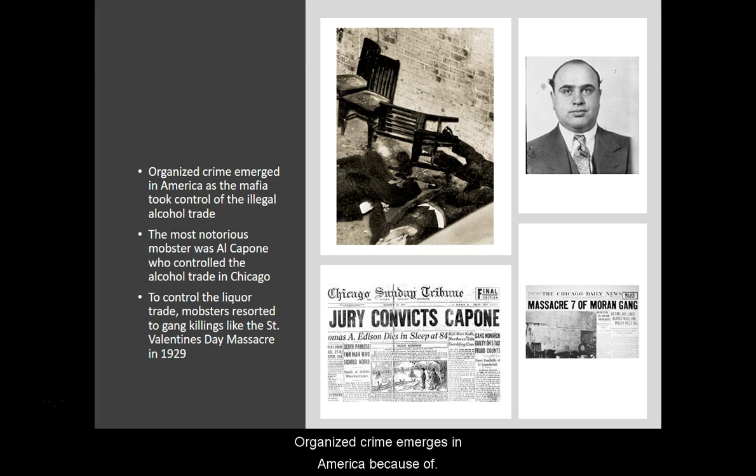Organized crime emerges in America because of prohibition. The mafia begins to take control of the illegal alcohol trade, and people like Al Capone really begin to rise in society. The most notorious one, of course, is Al Capone. He controls the alcohol trade in Chicago, and he owns several speakeasies throughout the city. And he's making a whole bunch of money, but he never gets in trouble for the murders he commits, such as the St. Valentine's Day Massacre in 1929.